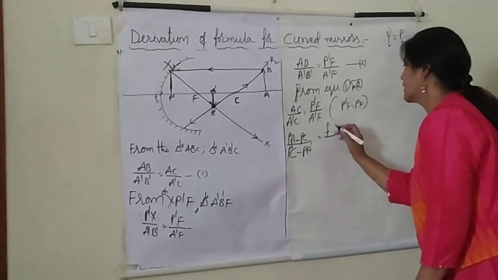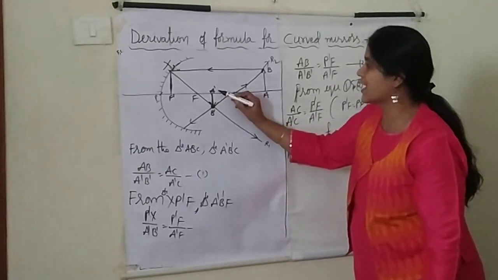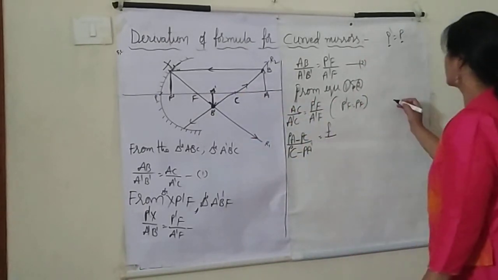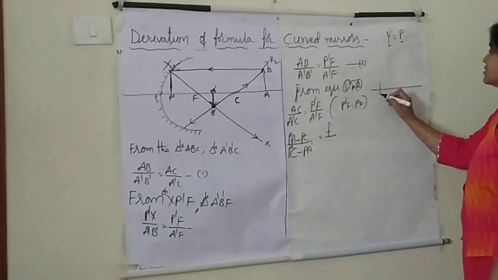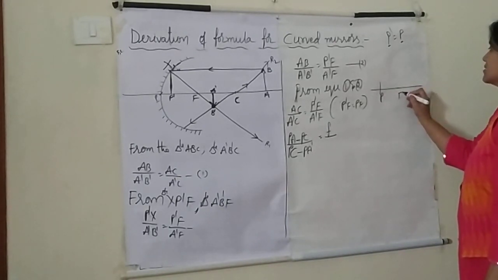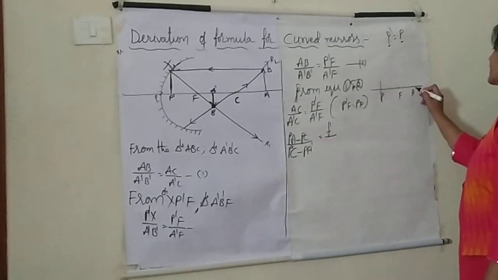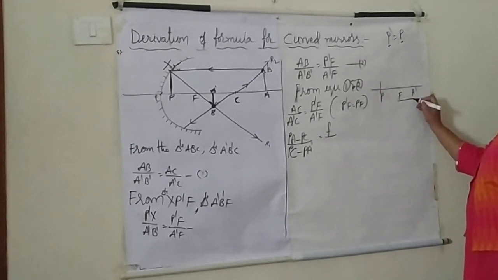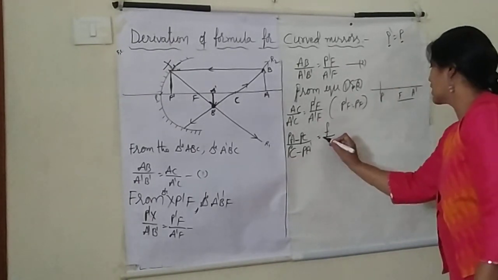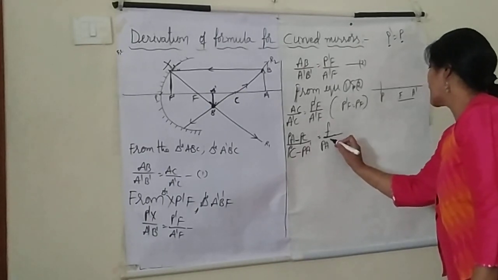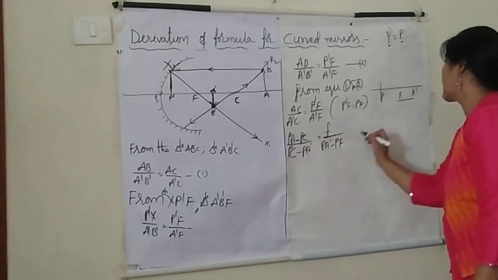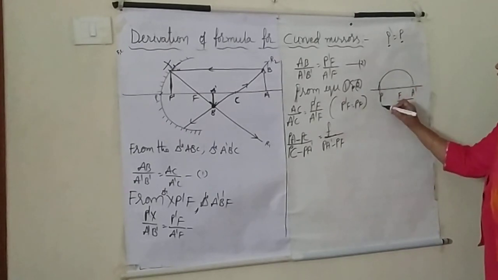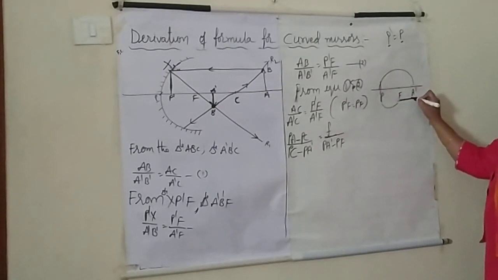Next, F by A dash F. Again, draw the line. This is the pole, this is F, and this is A dash. If you want A dash F, this distance, again you take it as PA dash minus PF. Total distance minus this, then you will get this distance.